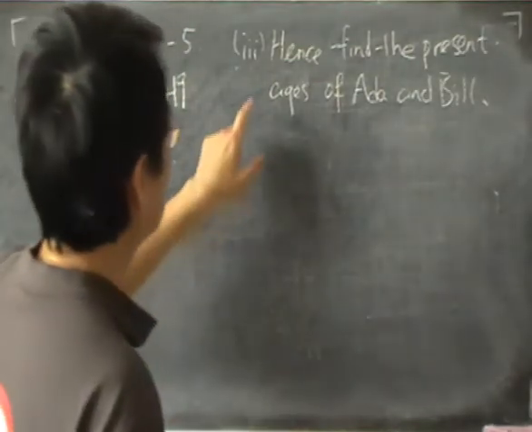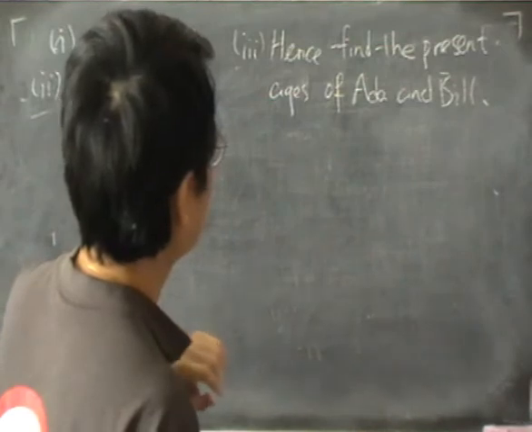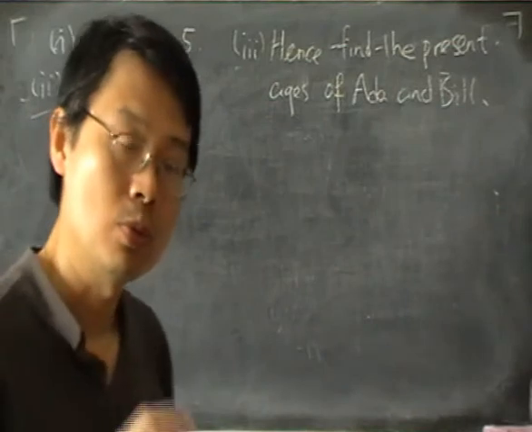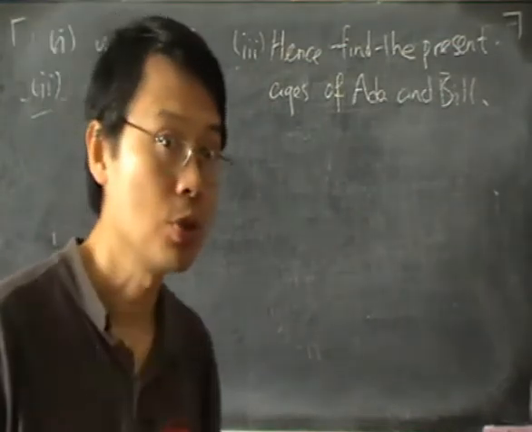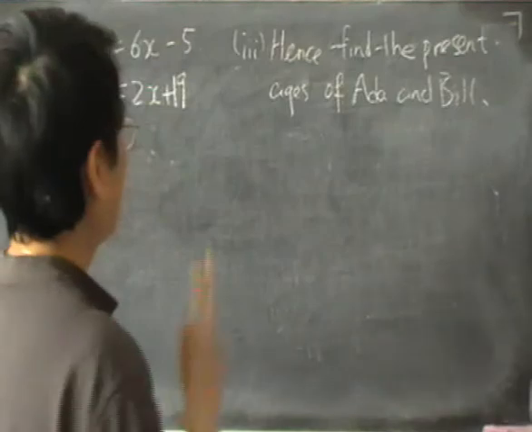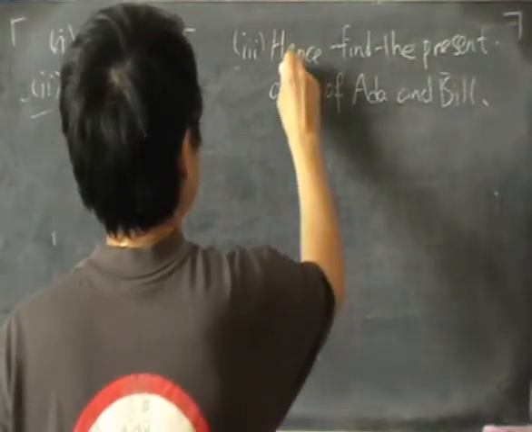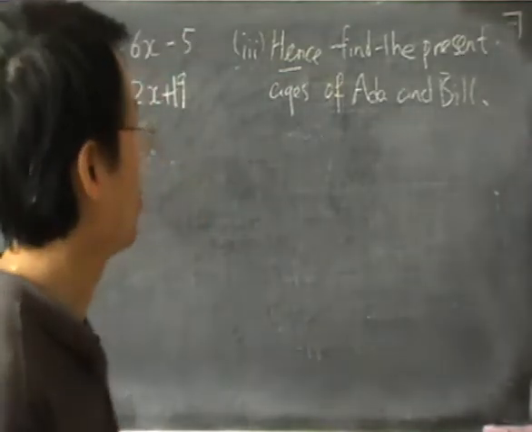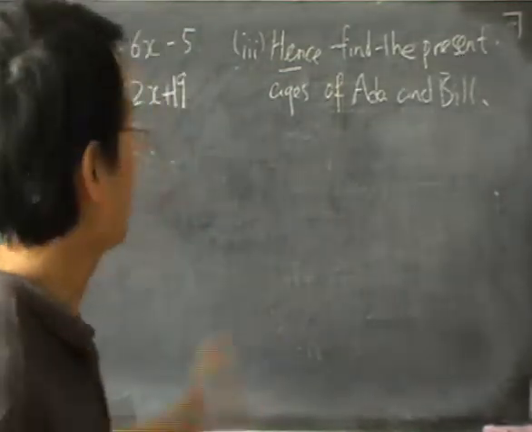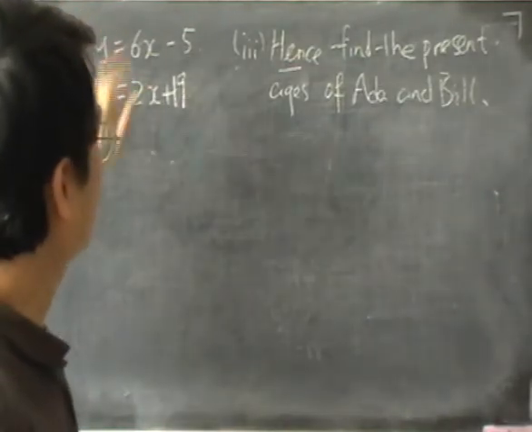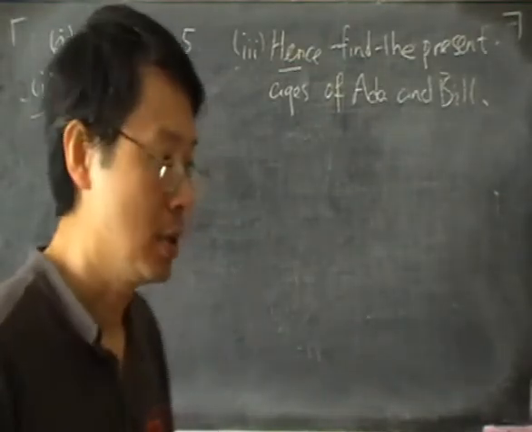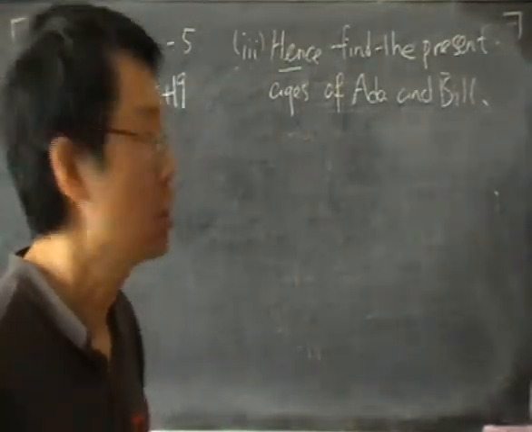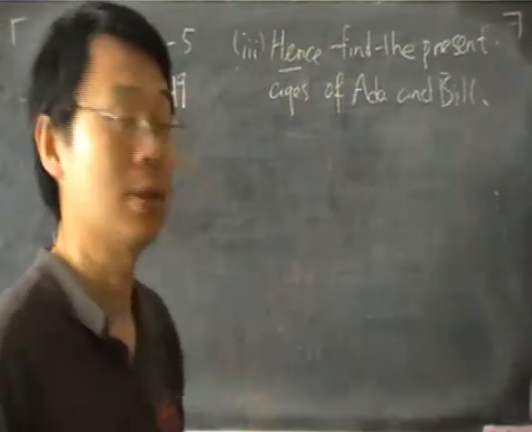Now there are two important things in the way this question is written that we should know and that students often miss. One thing is the word hence. Now the word hence is very important. Hence means that you must make use of the previous part of the question, the previous answers of the question, to help you to do this part.